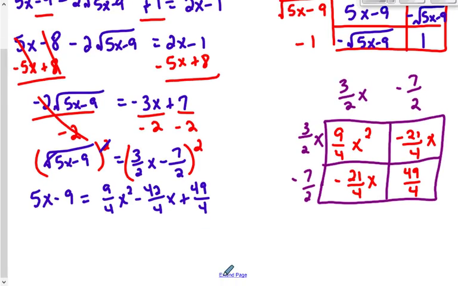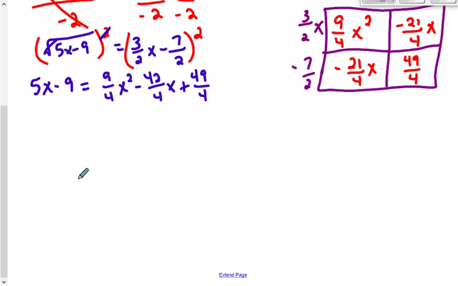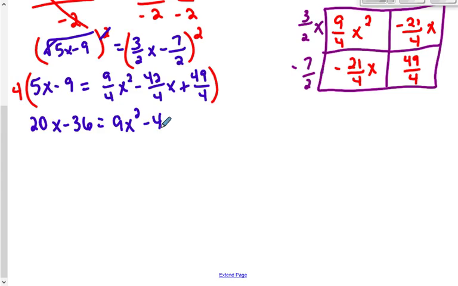How many of you would love to deal with all of those fractions? Not this girl either. So I am going to multiply the whole thing by what? 4, because of the common denominator on the right side. Doing that, I have 4 times 5, which is 20x. 4 times negative 9, which is negative 36. On the right side, the 4 cancels with all of those on the bottom. So I'm left with 9x squared minus 42x plus 49.